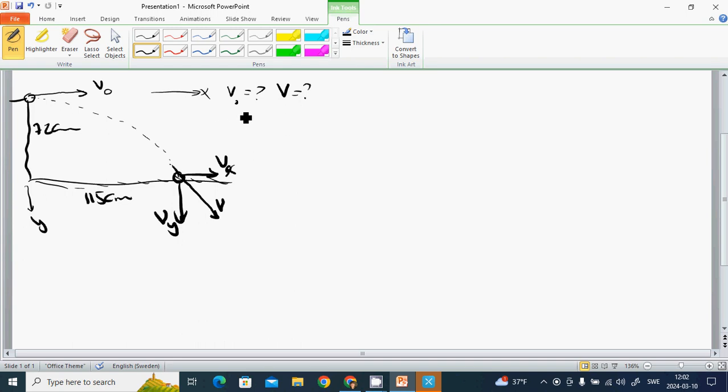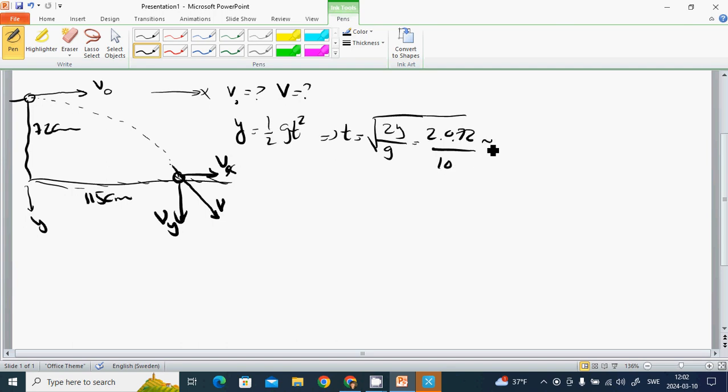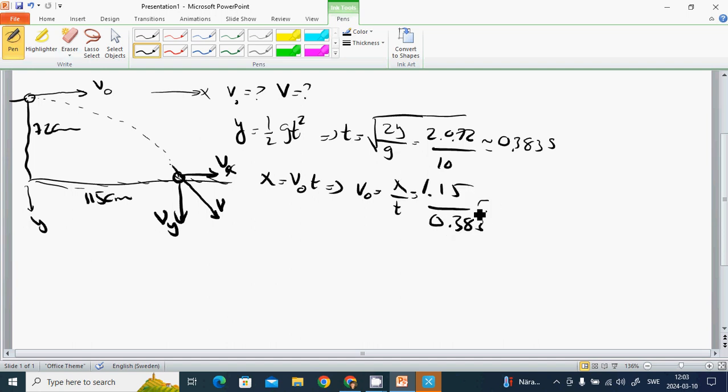Now we know that y equals half gt², then t equals the square root of 2y divided by g, and it is 2 multiplied by 0.72 divided by 10, and it is almost 0.383 seconds. And x is V0 t, then V0 equals x over t, 1.15 divided by 0.383 equals 3 meters each second.